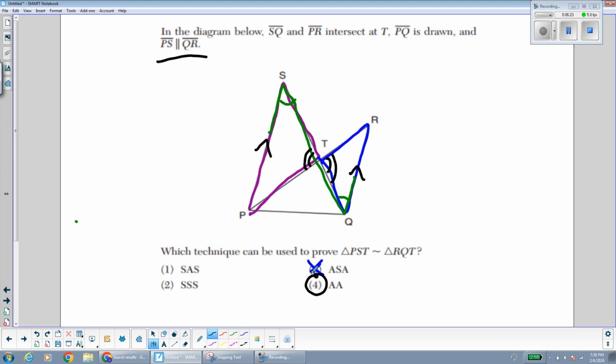In fact, in this question, we could have also ruled out answer choice 1 and answer choice 2 because in order to have SAS or SSS, sides would need to be proportional. And since we have no numbers in this question, we actually can't find the scale factor to determine if the sides are proportional or not. So if we have no numbers, AA is always going to be the way to go for how the triangles are similar.